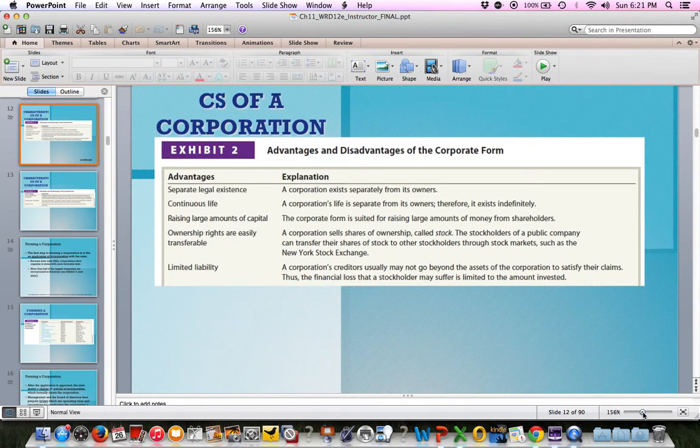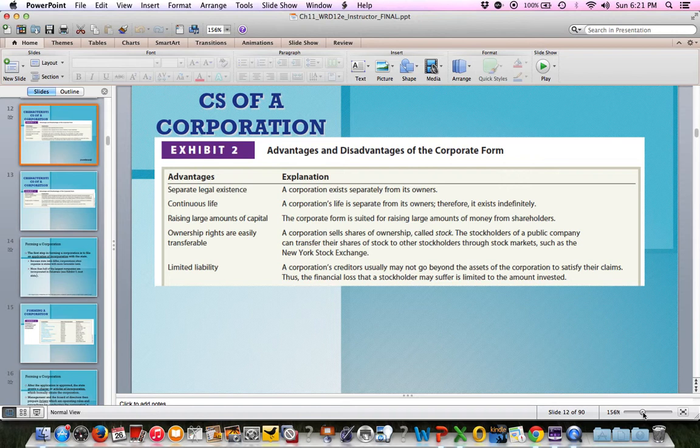So separate legal existence, it's completely separate from its owners. Has a continuous life. One downside of a proprietorship or a partnership is that if the owner were to die, basically the company does not exist anymore. Of the corporation, a shareholder can die and it does not affect the running of the company at all. Raising large amounts of capital, it's easy to raise a lot of capital when you sell stock. Obviously, that's a main advantage.